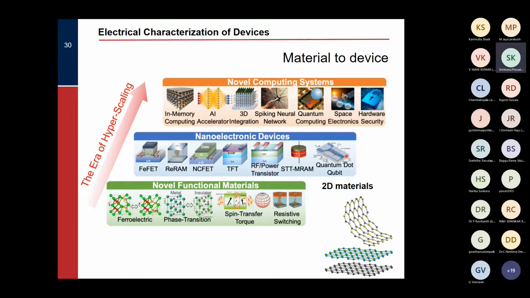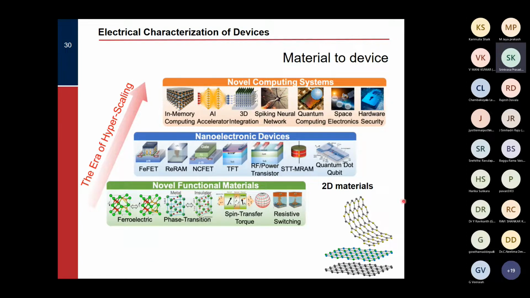Now we do have these kinds of materials, and then there are different nanoelectronic devices which are made using them. For example, FE, that means ferroelectric field effect transistors, then RERAM, that is resistive random access memory, and many others like quantum dot qubit, etc. Using those devices, new computing systems are being developed, for example in-memory computing, neural network, quantum computing, etc. So you can see the multiple stages. First you design new materials, then they are used for making devices, and those devices are getting into technology.